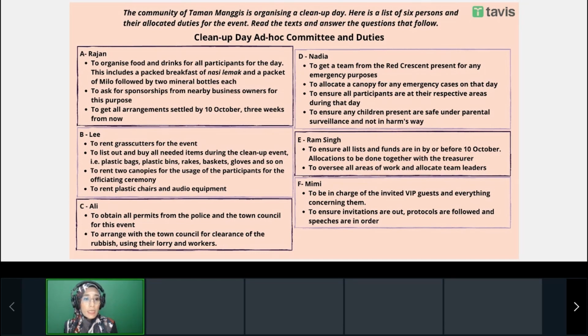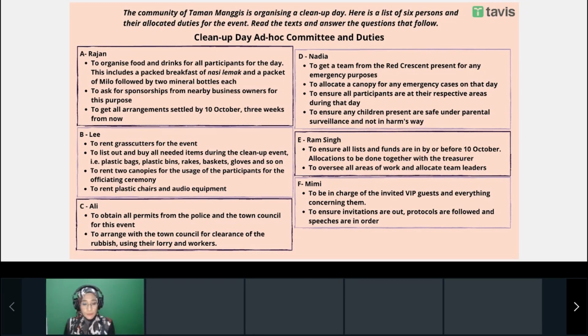So this is the headline, Cleanup Day Ad Hoc Committee and Duties. There are 6 persons. A is Rajan, B is Lee, C is Ali, D is Nadia, E is Ramsing, and F is Mimi. So we now know that there are 4 men and 2 women. So what are their tasks, or their responsibilities, or their duties for the event?